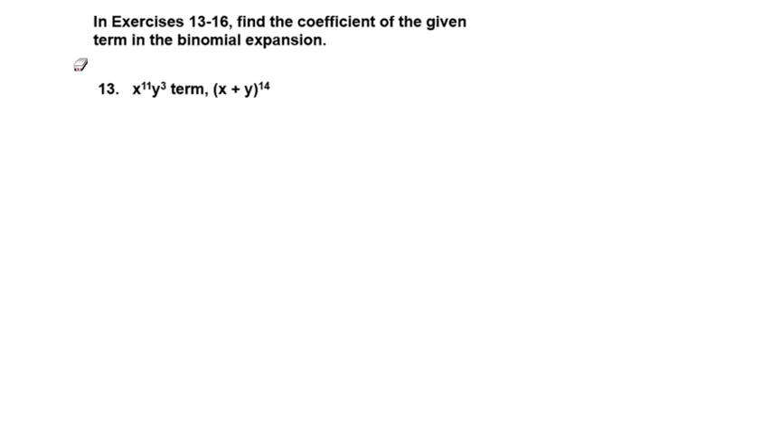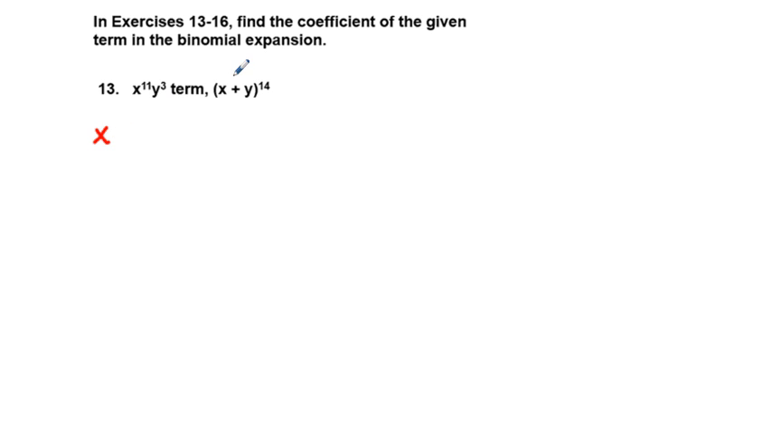So you go to problem 13. Exercises 13 through 16: find the coefficient of the given term of the binomial expansion. And here it says the x to the 11th, y to the third power term. And this is what it's going to look like when we work this out. We're going to get our numbers of terms correct. The first term we're going to get in this expansion.